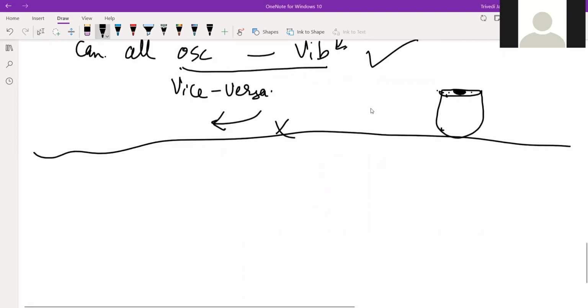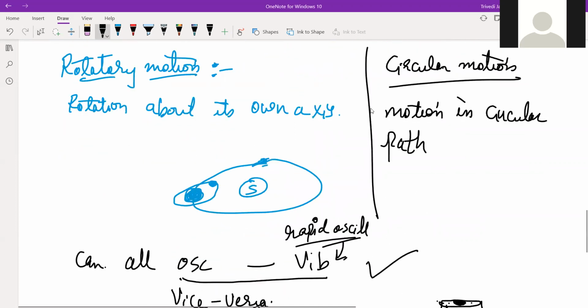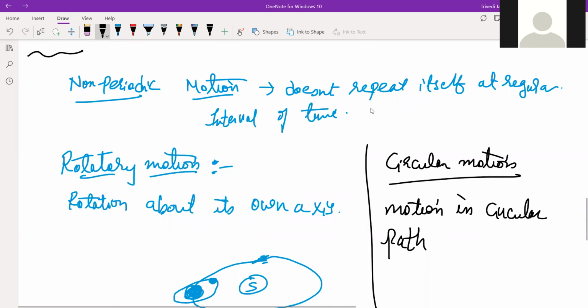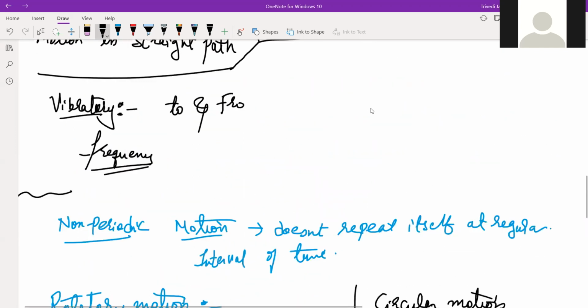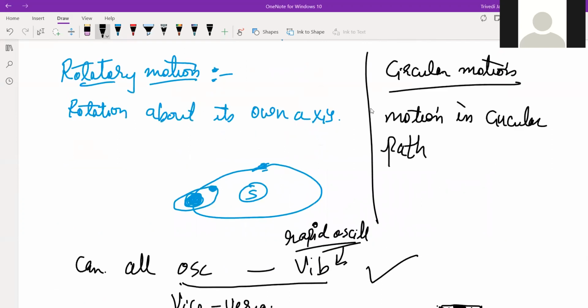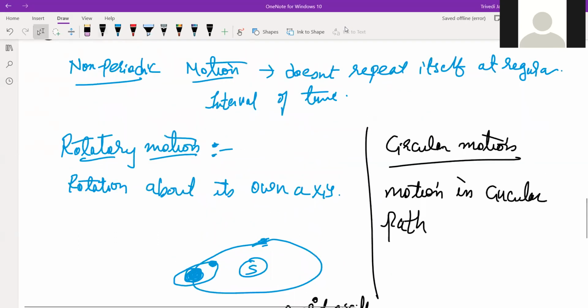Okay, fine. Then let's go with rotary done, circular done. See, we just discussed what types of motion we can have, like circular, uniform. What is uniform motion? I didn't hear you. What's uniform motion?